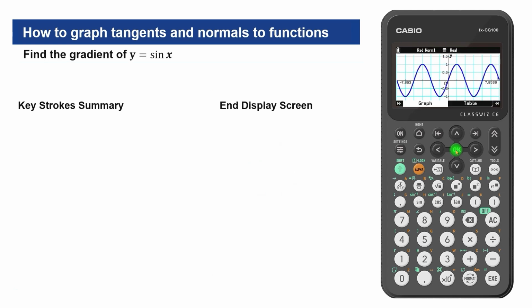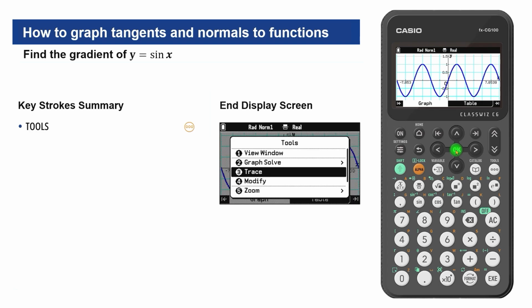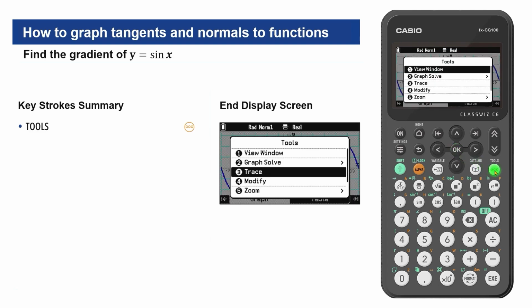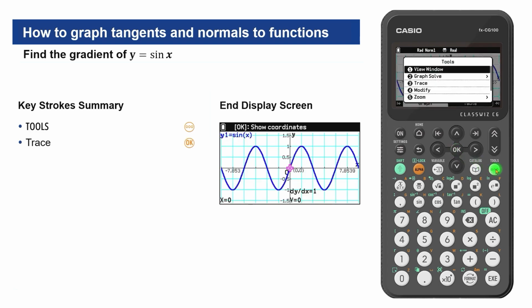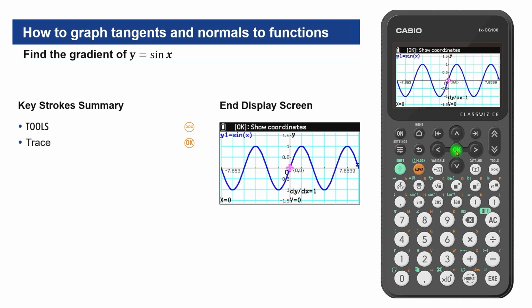We can now find the gradient of the function at any point. Press Tools to open the pop-up. Select Trace to analyze points on the function. The cursor is placed on the function at the center of the x scale, with both coordinate values below and the coordinates of the point. As the derivative is on, the decimal values for dy dx is also displayed.